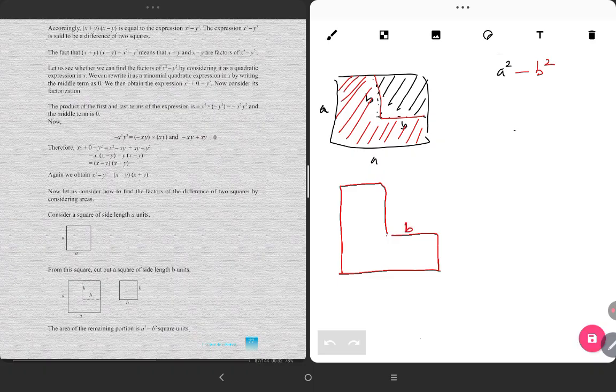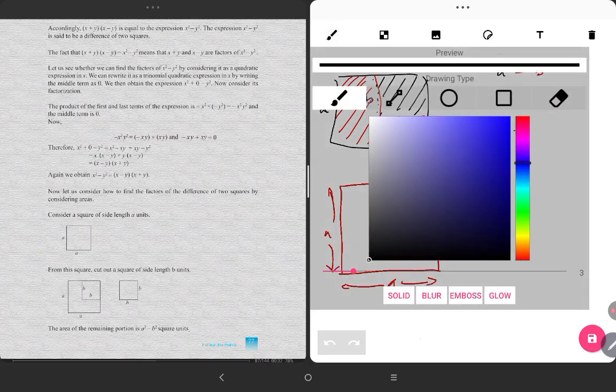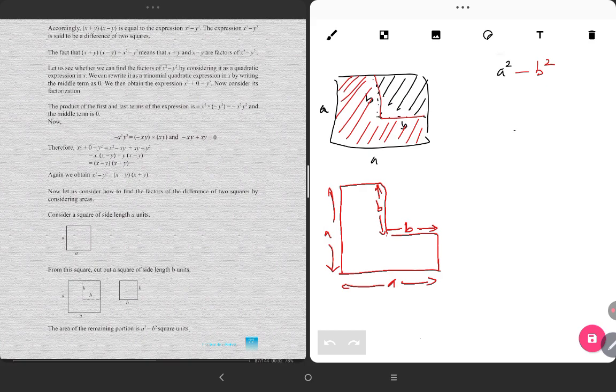Now this is b, right? This length is b, this width is also b. Now this entire height is a, and this entire thing is a. But the important thing is, let's divide it like this. Okay, then what is this length? This entire thing is a, and this part is b, which means this part is a minus b.